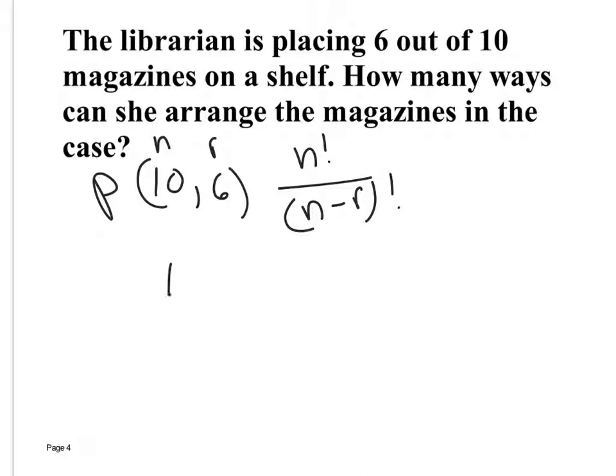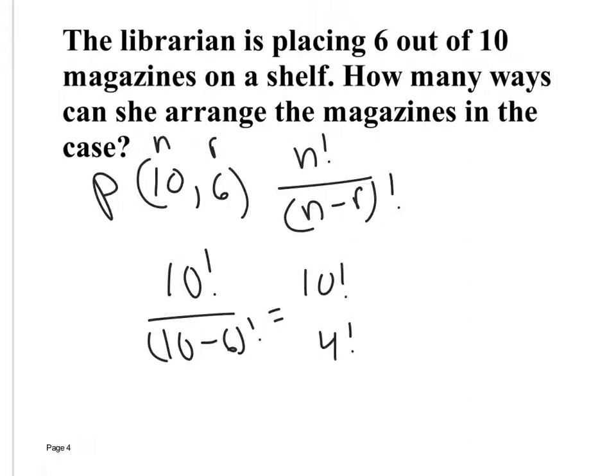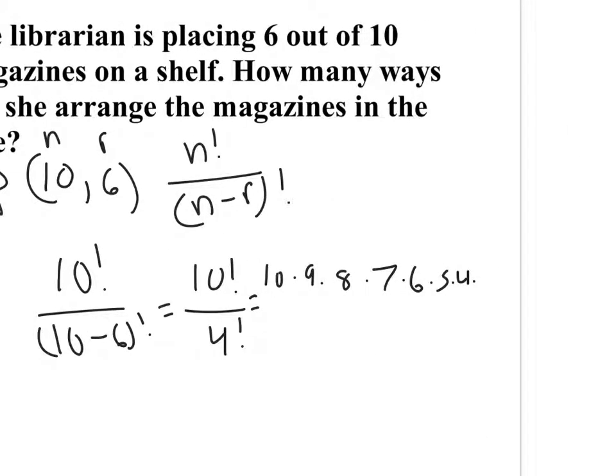So let's plug in my numbers. 10 factorial over 10 minus 6 factorial. All right. What is 10 minus 6? 4. So I have 4 factorial. 10 factorial over 4 factorial. Now here's what we do. We write this out. So I've got 10, 9, 8, 7, 6, 5, 4. I think I need to make some room, so I'm going to slide this over. 3, 2, 1. And 4 factorial would look like what?